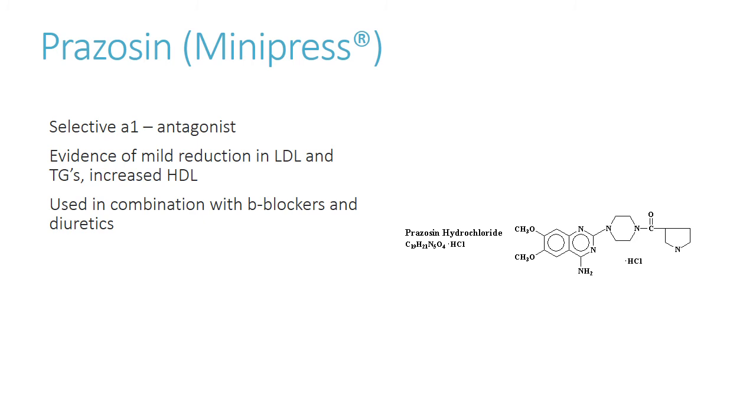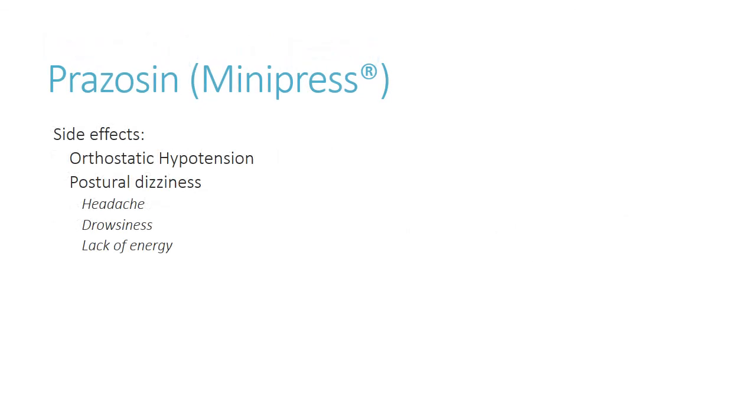Again, these are not to be used by themselves, right? You can use a beta blocker by itself. You can use a calcium channel blocker or an ACE inhibitor. These guys oftentimes are going to be adjunctive agents, not good by themselves. So yeah, prazosin. Orthostatic hypotension is a big deal with these drugs.